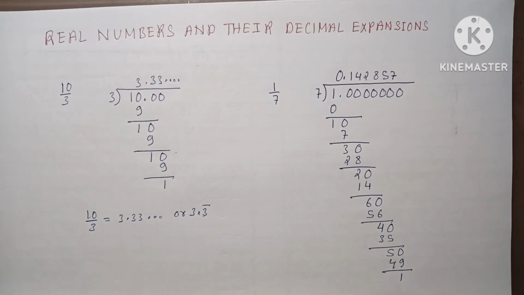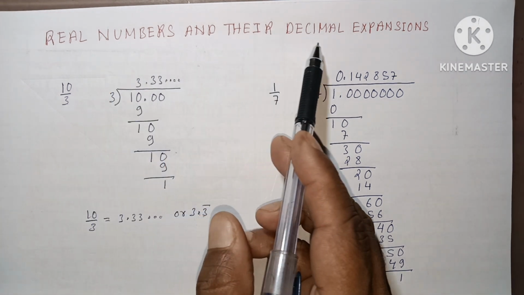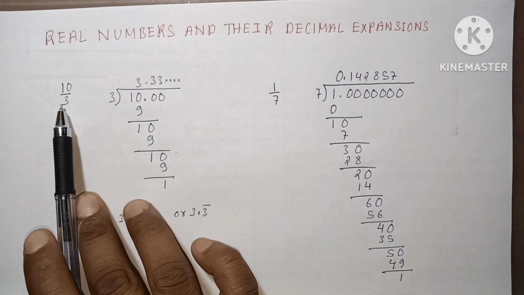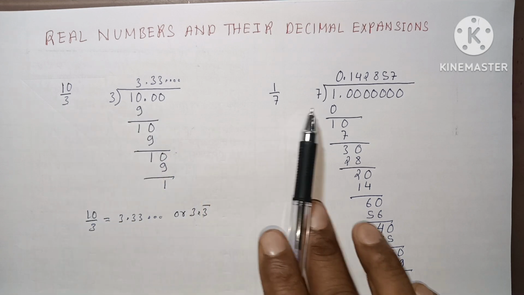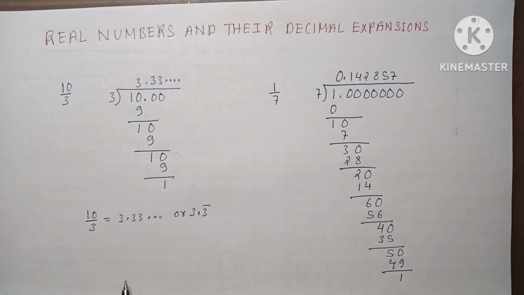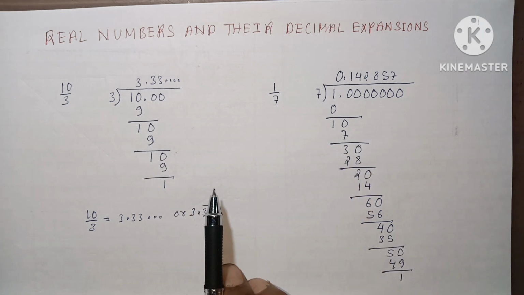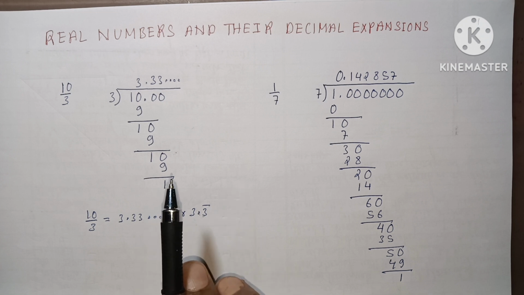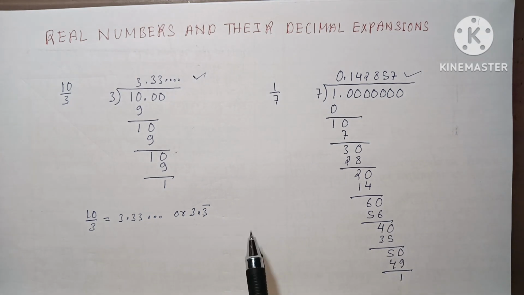Here you see carefully. Our topic is real numbers and their decimal expansion. Here are two divisions: the fractions 10 by 3 and 1 by 7. The division itself is not important, and there is no need to solve the division in front of the camera. But the question is important, and we have to consider it.